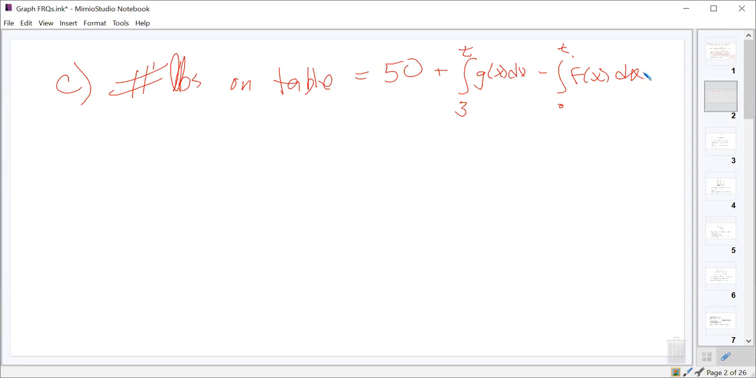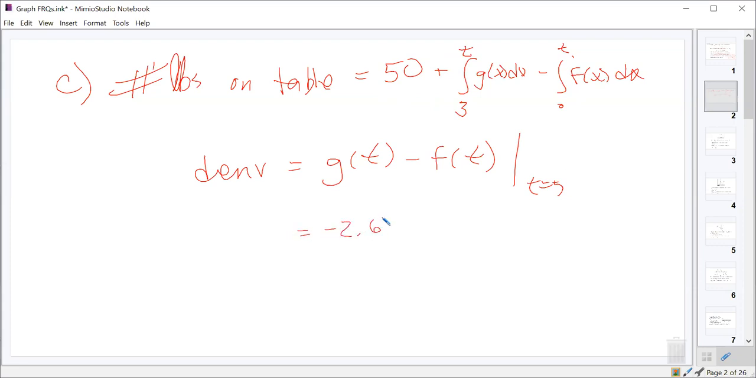We want to know, is this thing increasing or decreasing at t equals 5? So we want to take the derivative of this. The derivative of 50 is 0. The derivative of the integral from 3 to t of g is just g of t. And the derivative of the integral from 0 to t of f is just f of t. So we want to know, is g of t minus f of t at t equals 5 positive, or is it negative? And what's the value that you got?